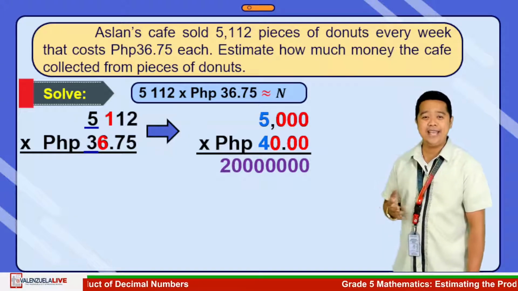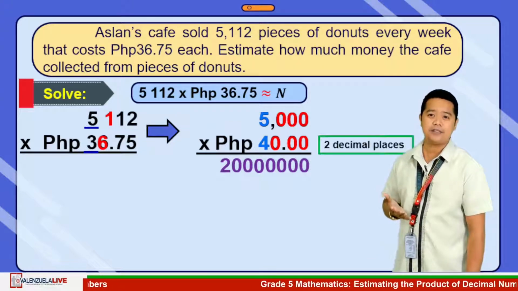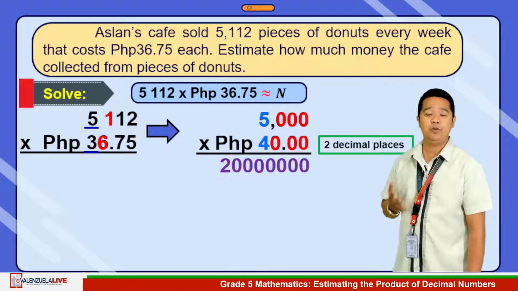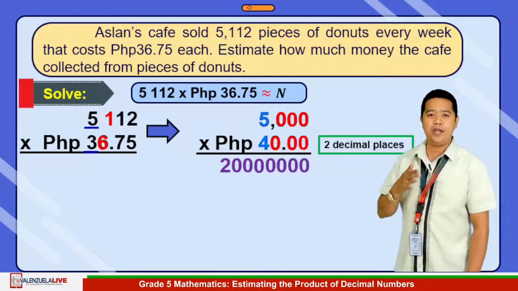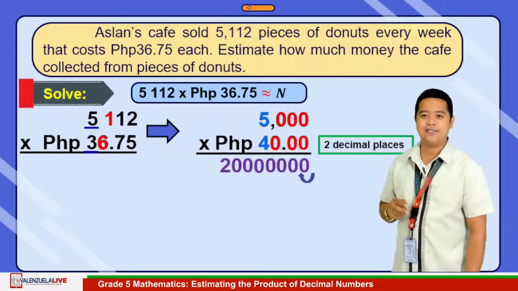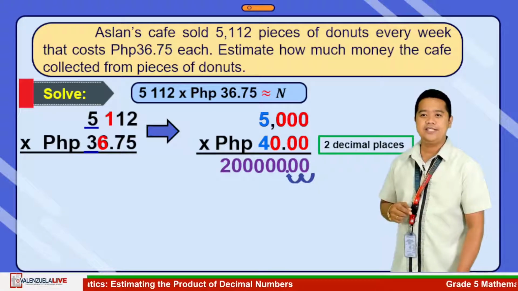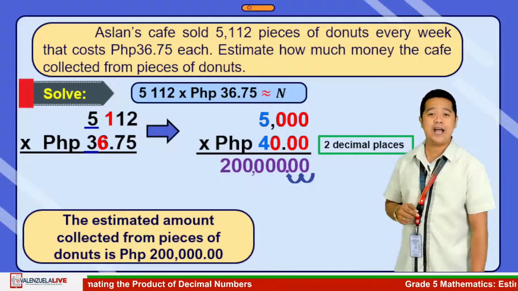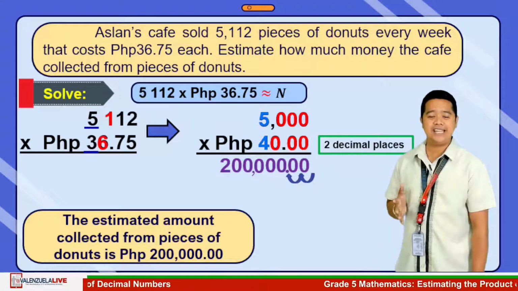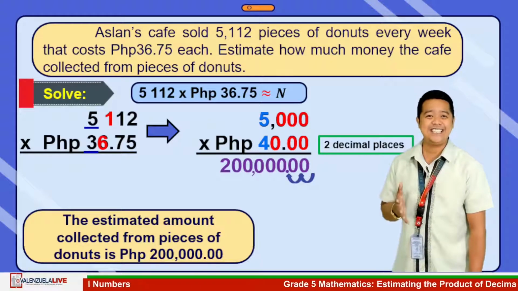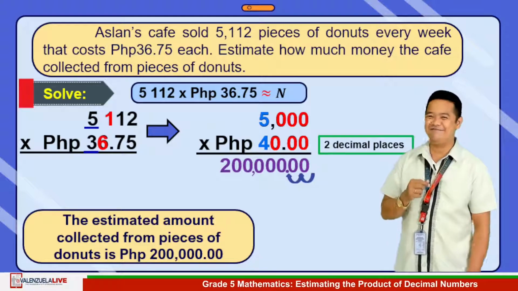And then, counting the decimal places in our factors, we have 2 decimal places. So move the decimal point to the right twice. 1, 2. So let us put the decimal point here. So the answer is 200,000. Therefore, the estimated amount collected from pieces of donuts is 200,000. I hope you can follow, grade 5.